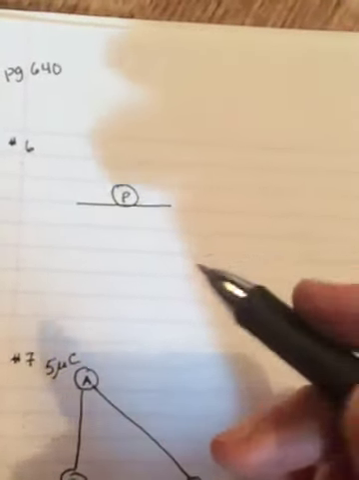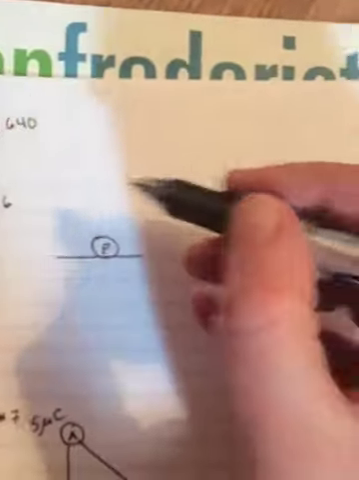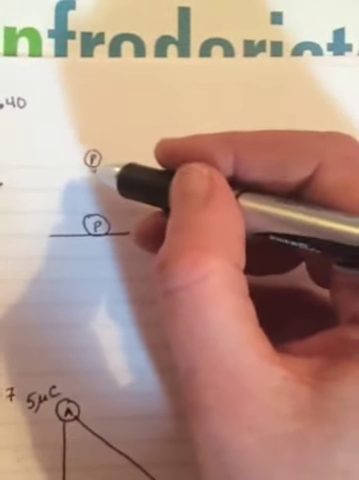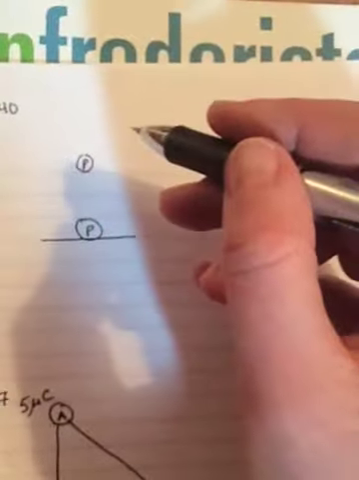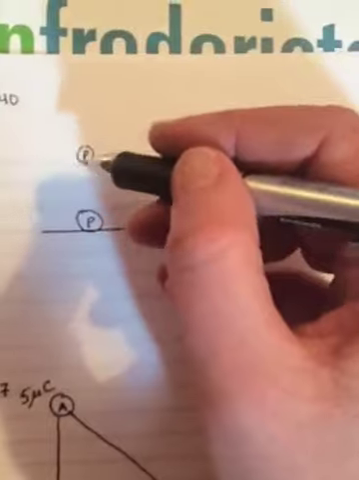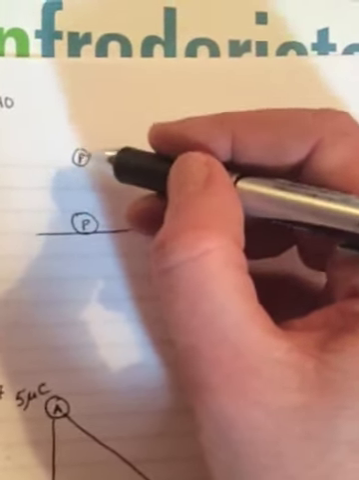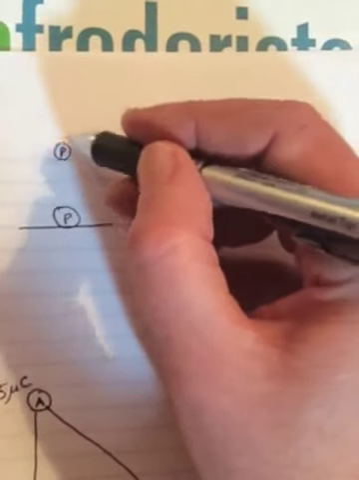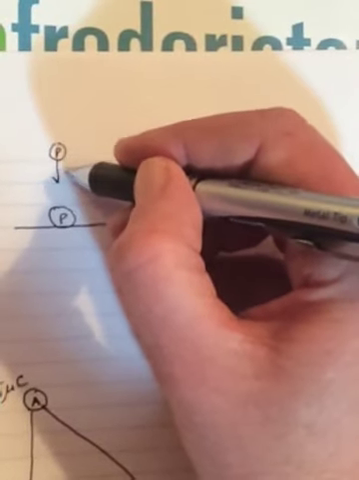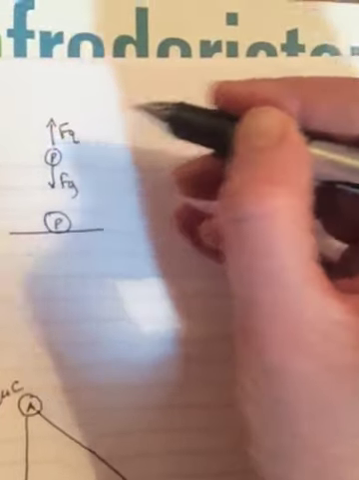So in question number 6, it says you have a proton attached to the surface, and you're going to put another one up here above it. And it wants to know how far up it needs to be above the first one on the surface in order for this guy to be just floating here. Well, if he's floating here, it means the sum of the forces on him must be 0. And what are the forces on him? Well, there's an Fg acting down and an Fq acting up.